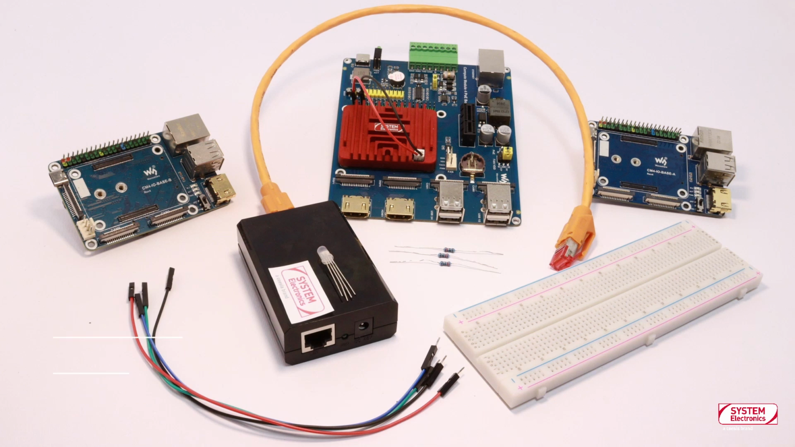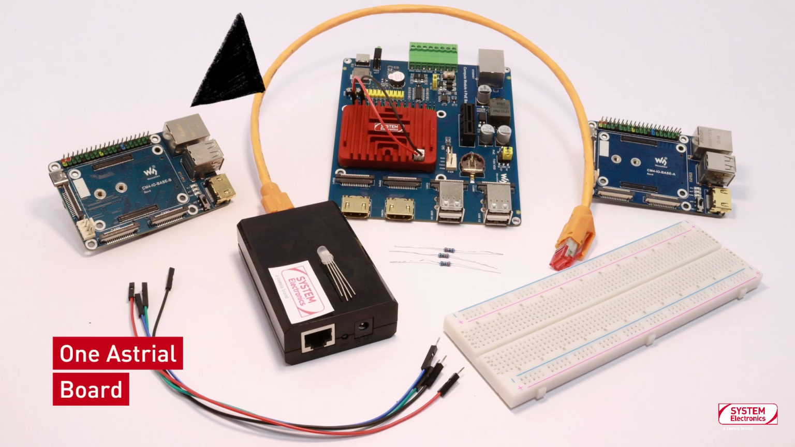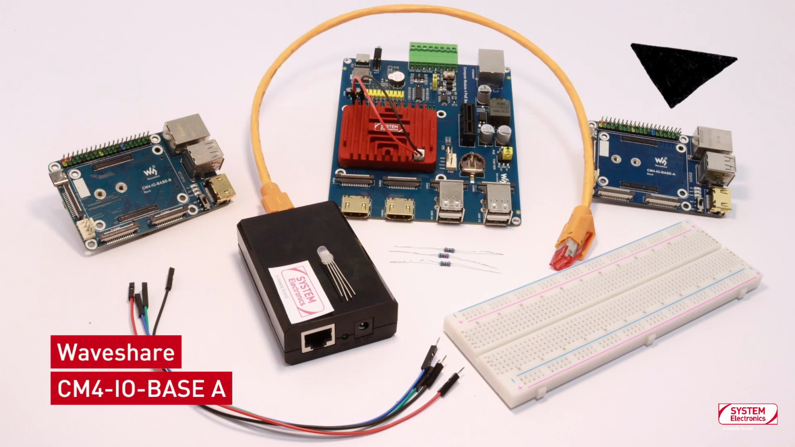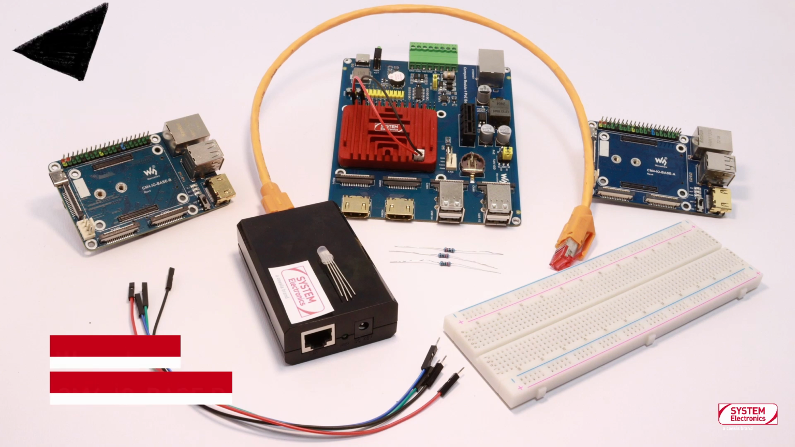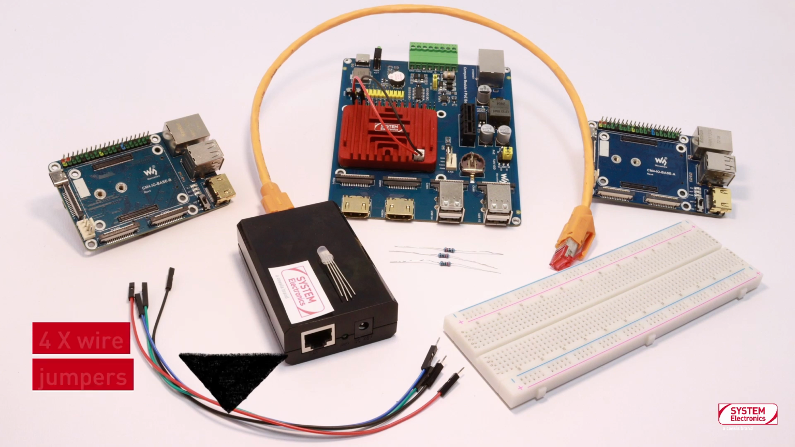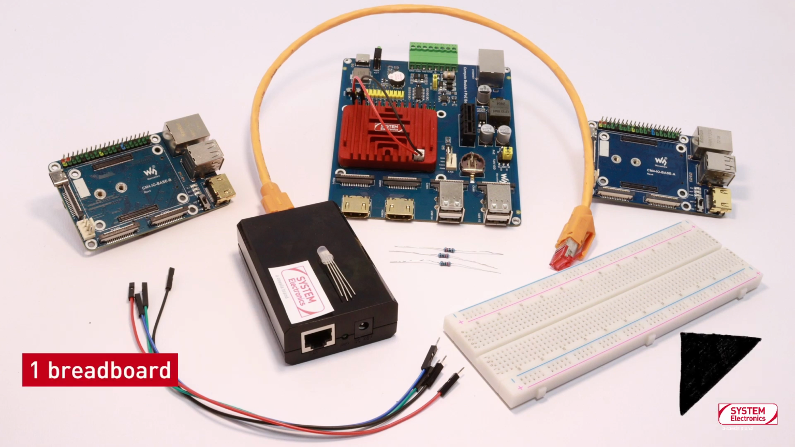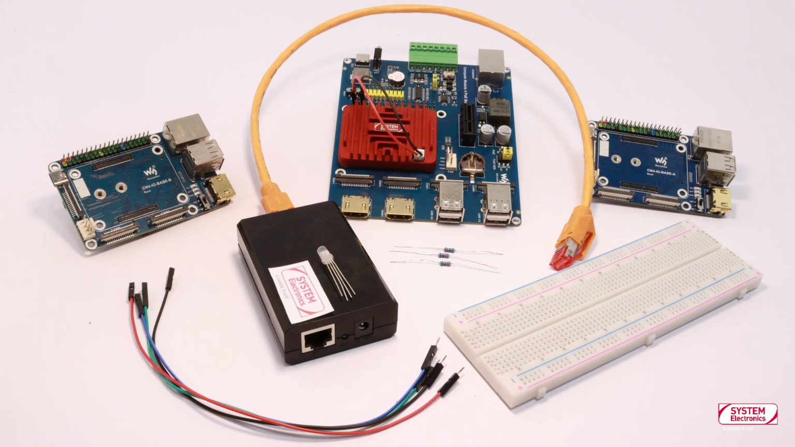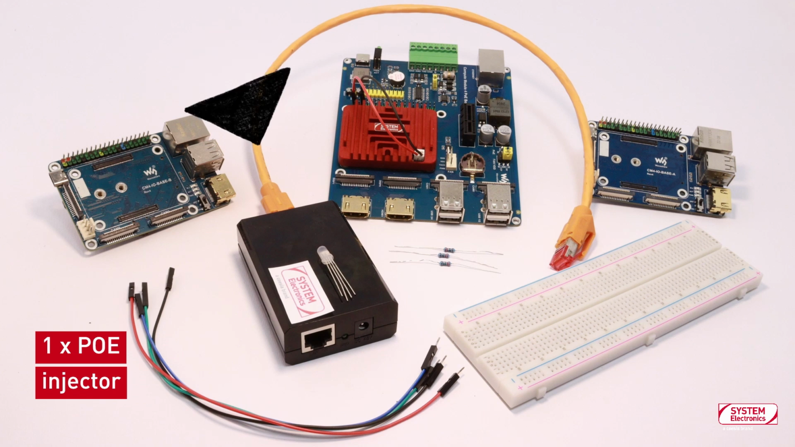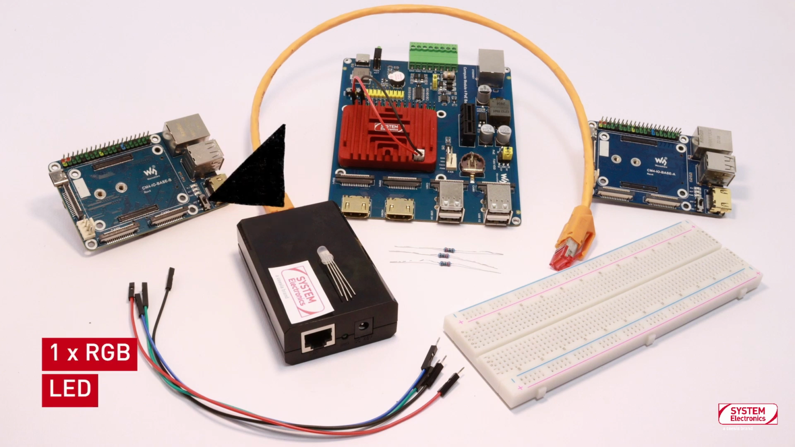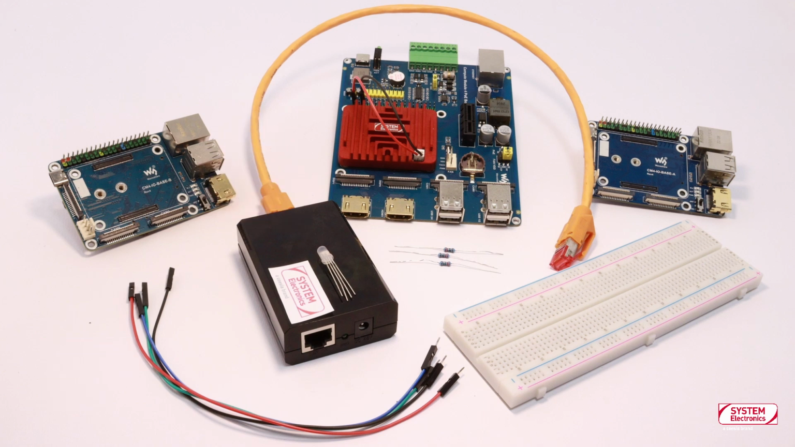Material used in this project: one Astrial board, 3 different CM4 I/O Waveshare carriers, the Base A board, the Base B board, and finally the PoE board. As in the RGB LED tutorial, the one with the Raspberry carrier, we need 4 wire jumpers, the breadboard, and again 3 220 ohm resistors. Please don't forget that we can also use a PoE injector to power the PoE carrier. And last but not least, the RGB LED.